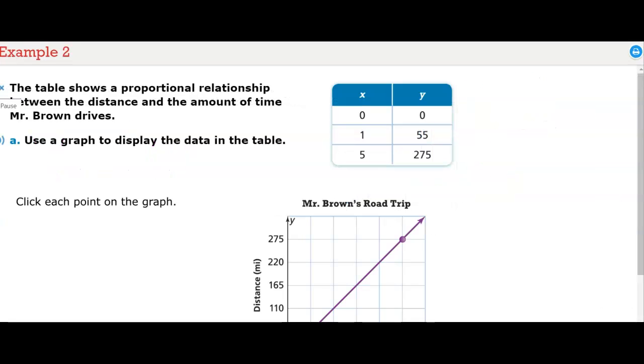The table shows a proportional relationship between the distance and the amount of time Mr. Brown drives. Part A. Use a graph to display the data in the table.